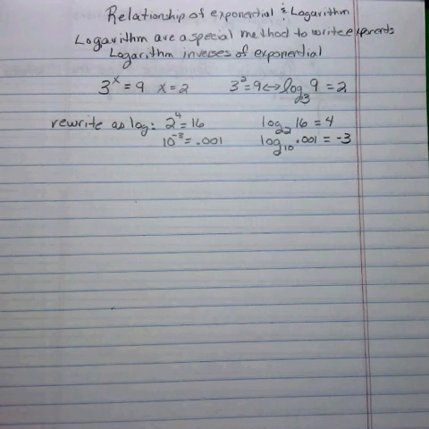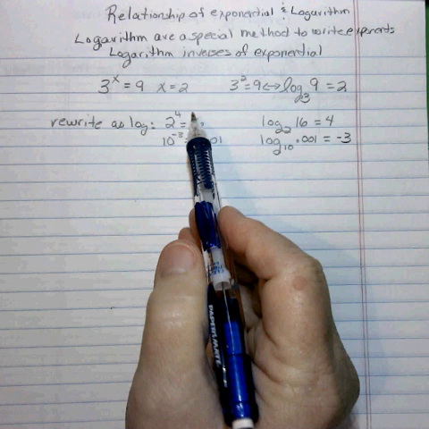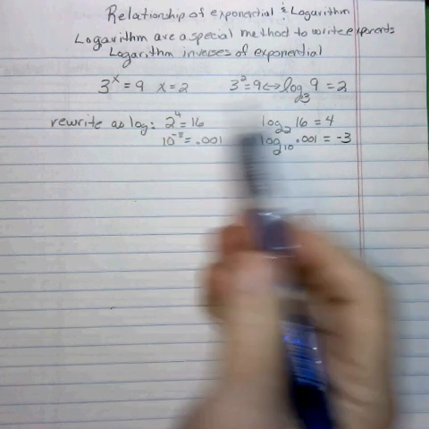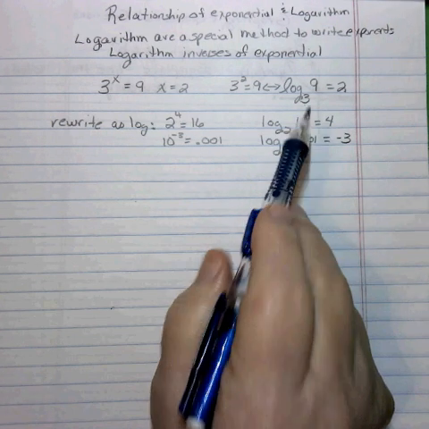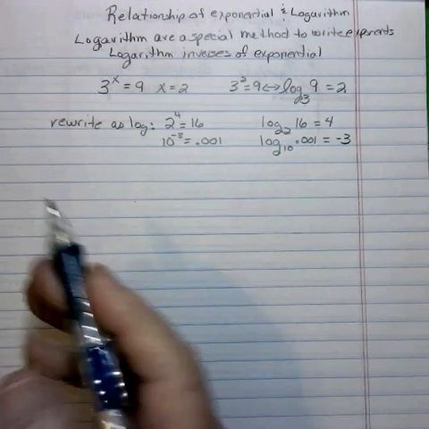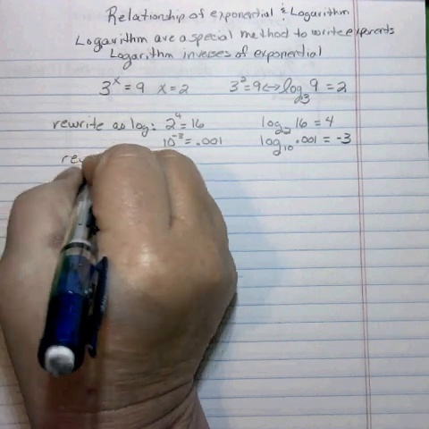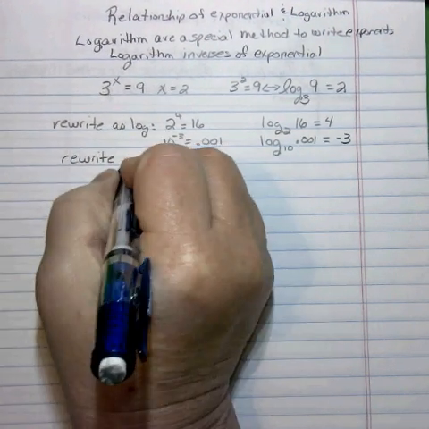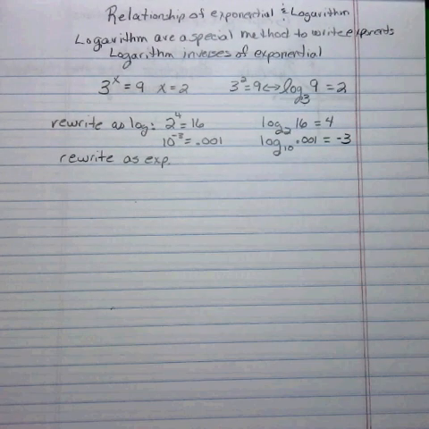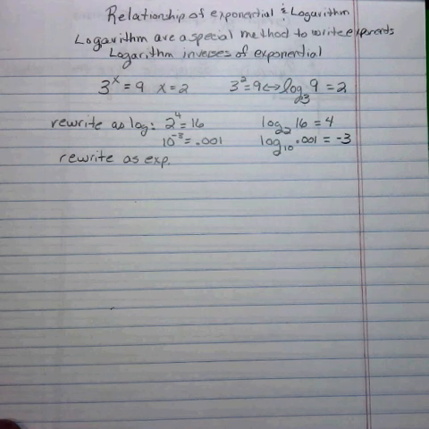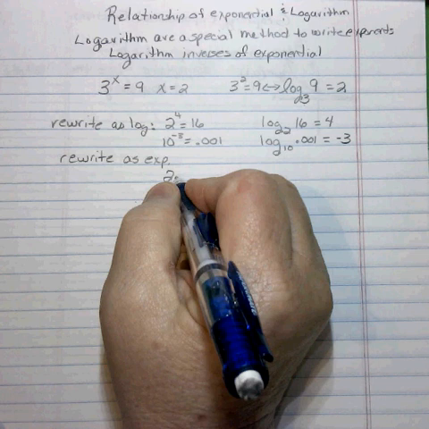So that's one of our first skills. We want to be able to look at the relationship between the inverse function of exponential to logarithms and be able to write from exponential to log form. And we want to be able to go back the other way. So now we're going to rewrite as an exponential. So we want to change from log form to exponential form.